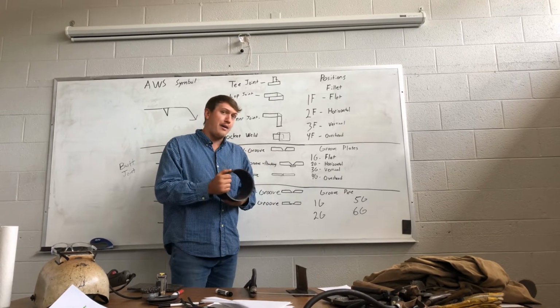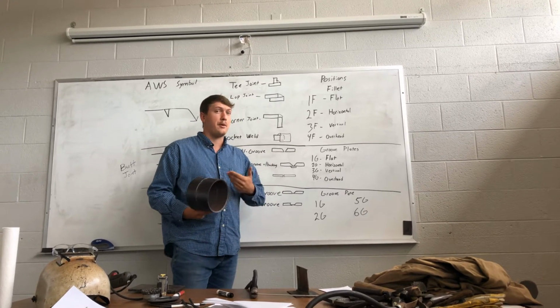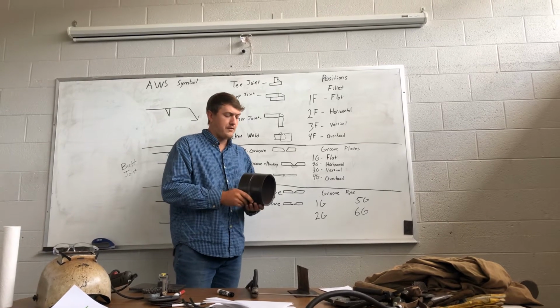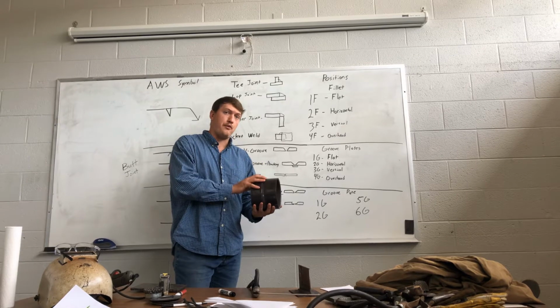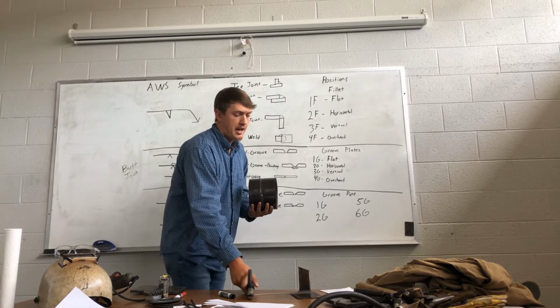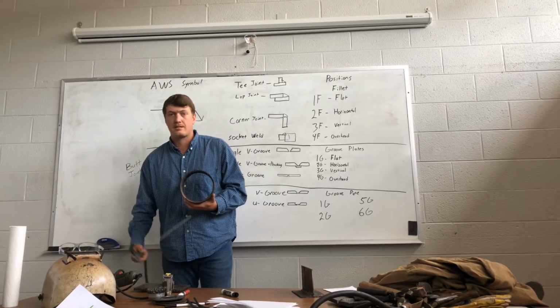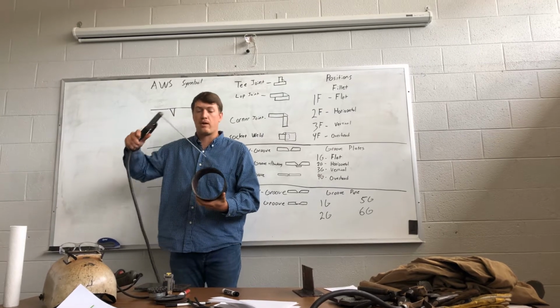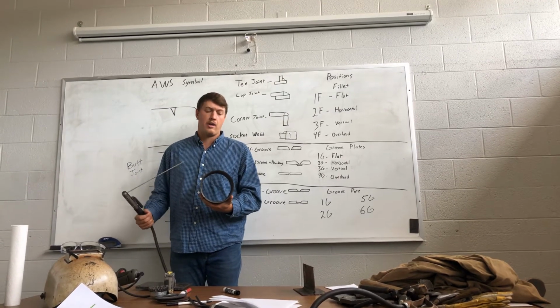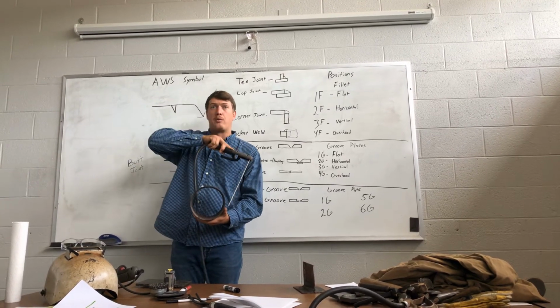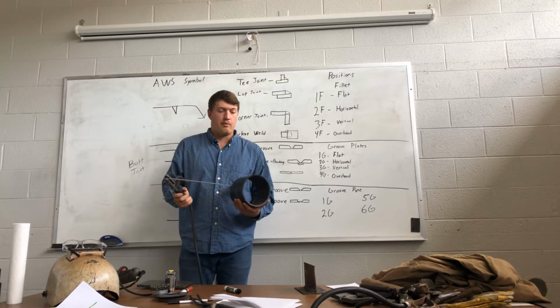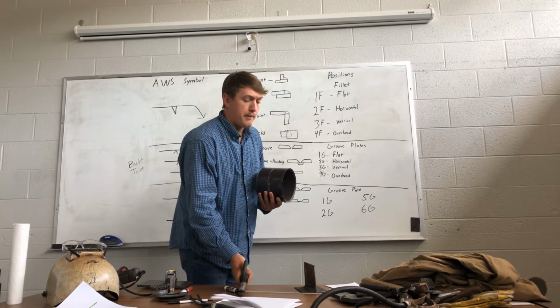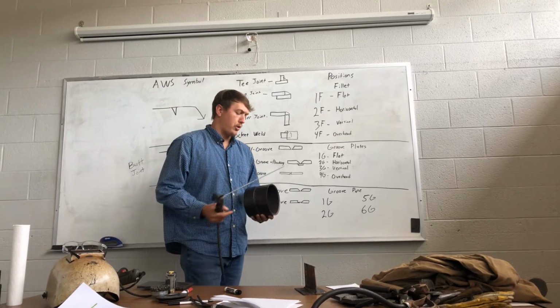The next one, 5G. This one to me is personally the hardest one. 5G is where we have the pipe in a horizontal axis, but it's fixed. We cannot rotate this, and we either have to weld from 6 to 12 or from 12 to 6, uphill or downhill. And then we have to come to the other side and weld up or weld down. We cannot rotate this pipe at all. Very hard position, probably one of the most common positions you'll see in the real world.